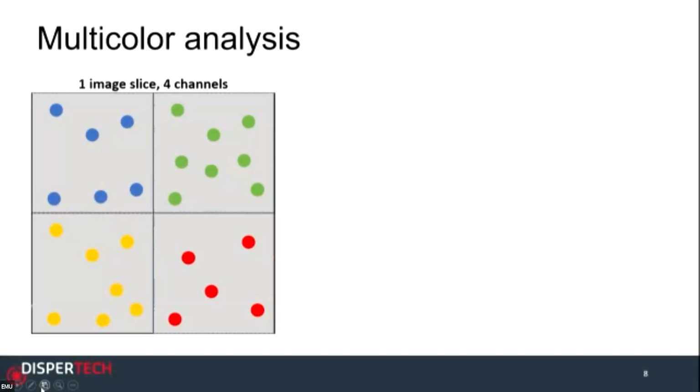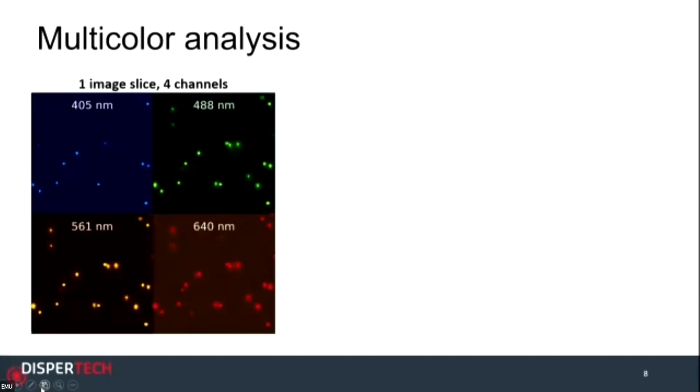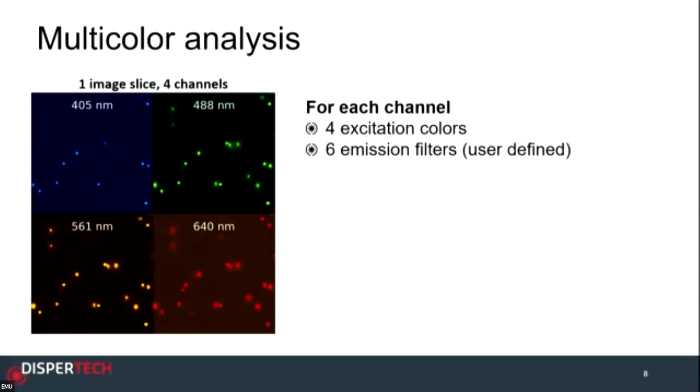So you would have 4 pictures of that one slice with the nanoparticles that have been illuminated. This is an example of how it would look if you would use the 4 laser light colors that we've integrated in the device, 405, 488, 561, and 640 nanometers. For each channel, you have the choice to choose between these 4 laser colors and an emission filter, so you make sure that you only see the particles of interest or the biomarkers of interest.